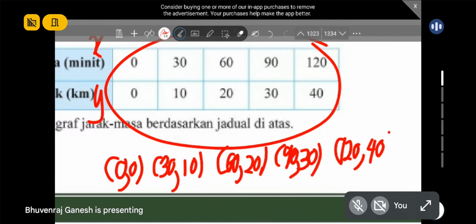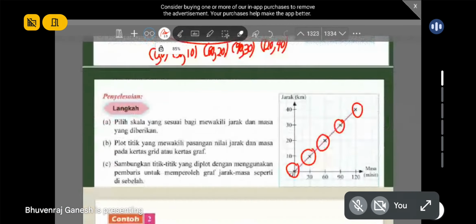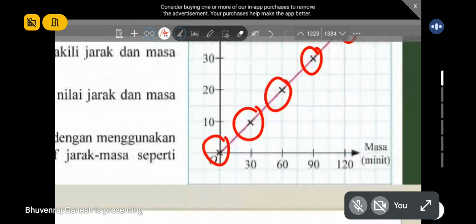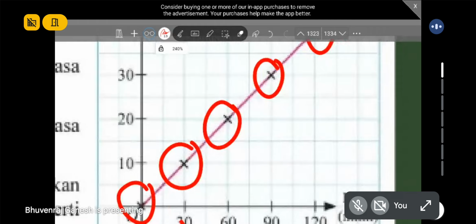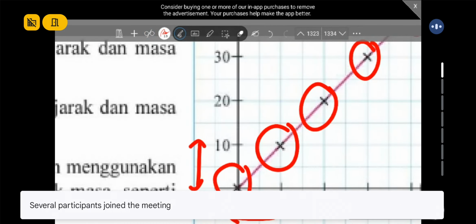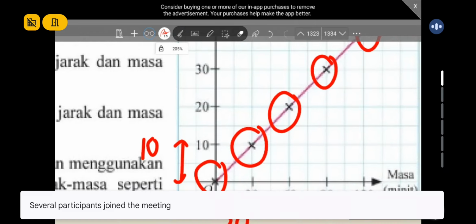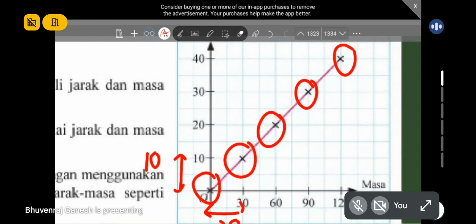Use proper scale guys. Kamu kena pilih skala yang seragam. So this one, 2 cm kepada 30 unit, paksi X, 2 cm kepada 10 unit, paksi Y. So this is the graph you get.